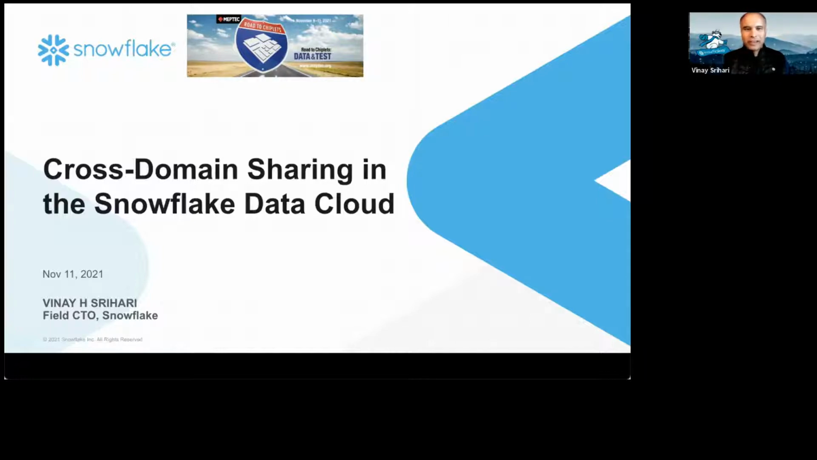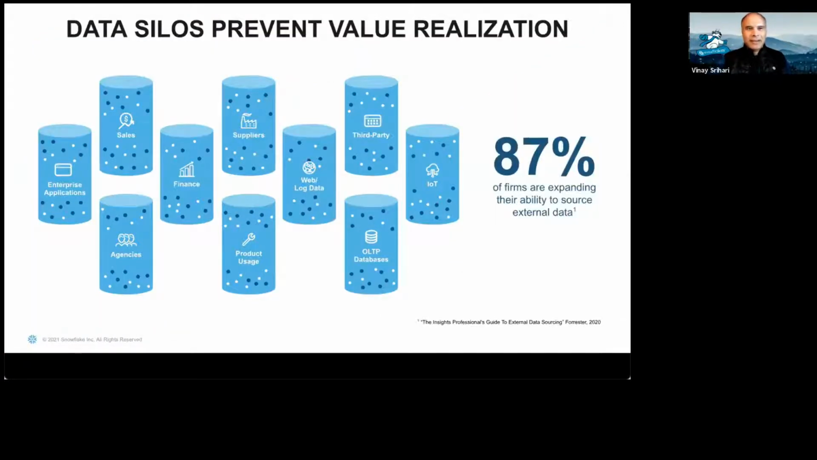So moving into the key point of this presentation, I think, is going to be data silos, and that's the piece we're going to focus on. It's our belief that companies are really falling short of realizing the full potential of data because of the proliferation of these data silos. There's a study done by Forrester: about 87% of firms want to expand their ability to source external data.